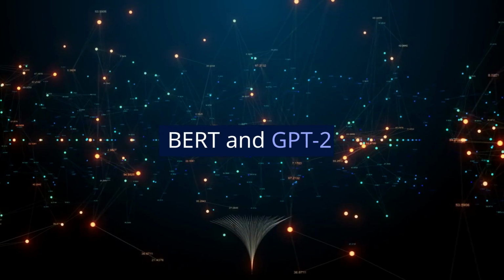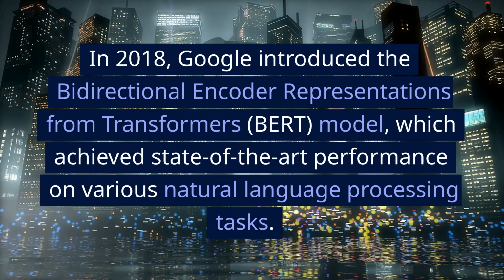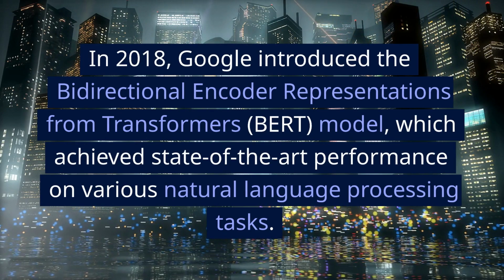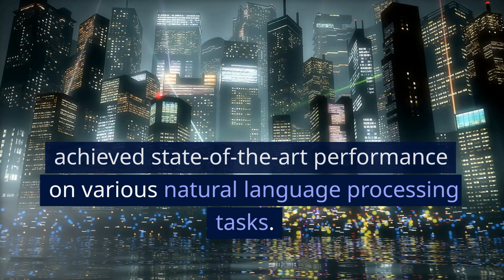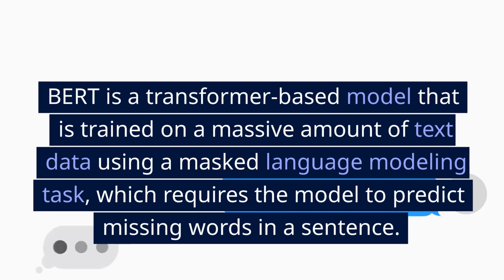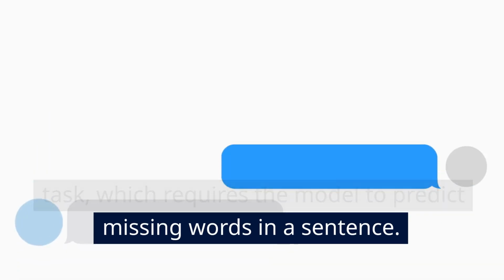BERT and GPT-2. In 2018, Google introduced the Bidirectional Encoder Representations from Transformers, BERT, model, which achieved state-of-the-art performance on various natural language processing tasks. BERT is a transformer-based model that is trained on a massive amount of text data using a masked language modeling task, which requires the model to predict missing words in a sentence.